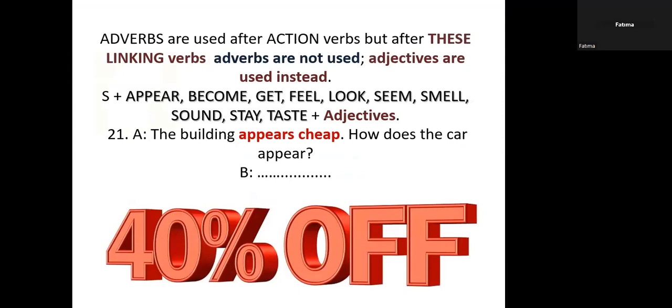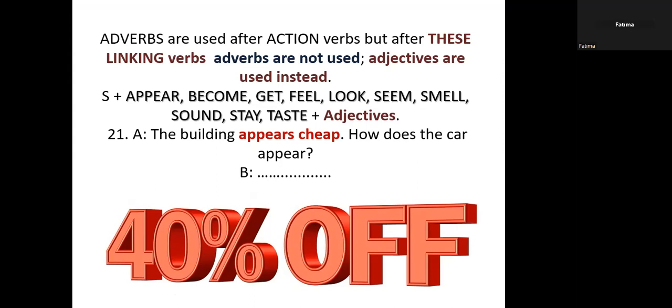Adverbs are used after action verbs, but after these linking verbs, adverbs are not used. Adjectives are used instead. This is really interesting. After subject and verb, if there is appear, become, get, feel, look, seem, smell, sound, stay, taste, 1, 2, 3, 4, 5, 6, 7, 8, 9, 10. If there are those verbs, we don't use an adverb, we use adjectives, okay?